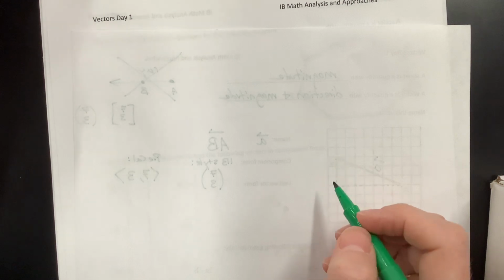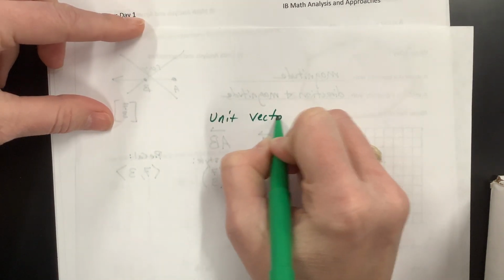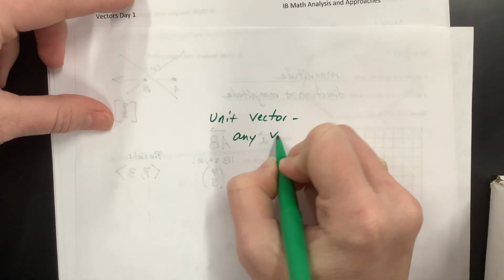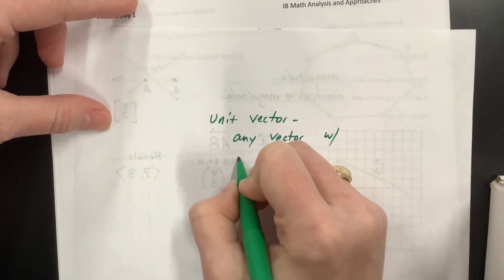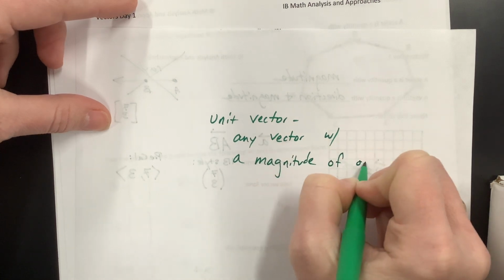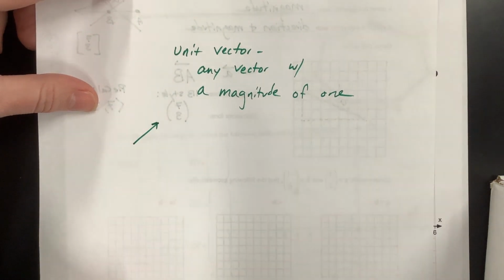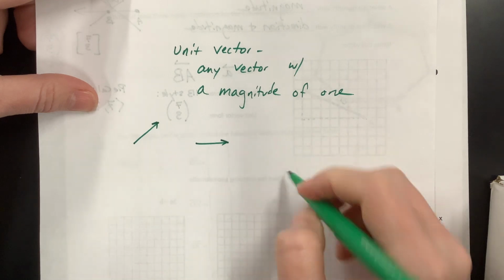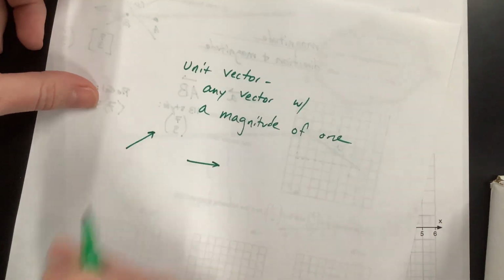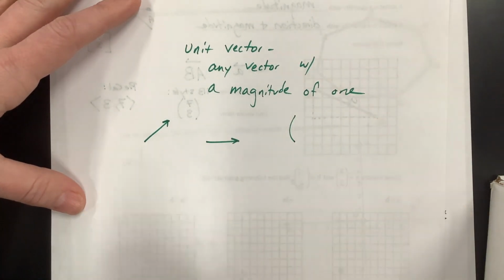Well, a unit vector, if you remember the unit circle, it's called the unit circle because its radius is 1 unit. So a unit vector is any vector with a magnitude of 1. Okay, any vector with a magnitude of 1. So it could be going 1 unit that way, it could be going 1 unit this way, it could be coming off the page 1 unit, as long as it has a magnitude of 1. So what we're going to do is define a few of them.